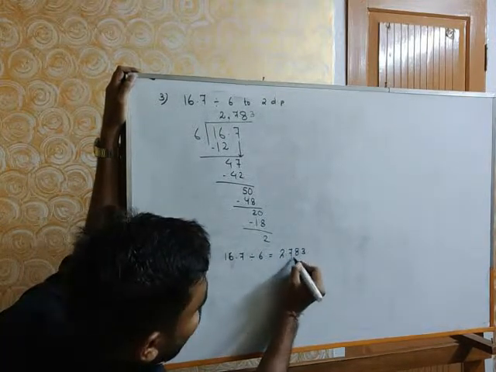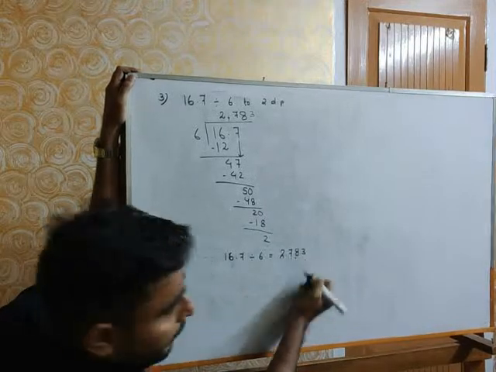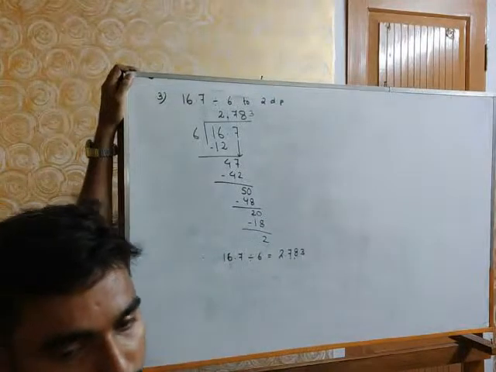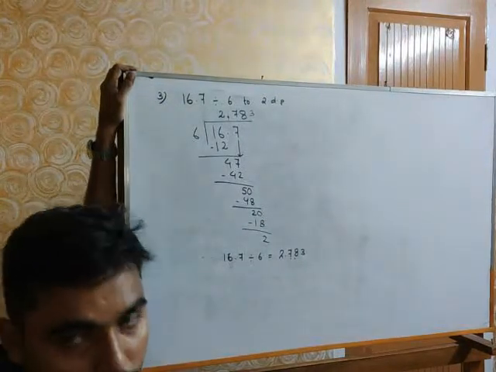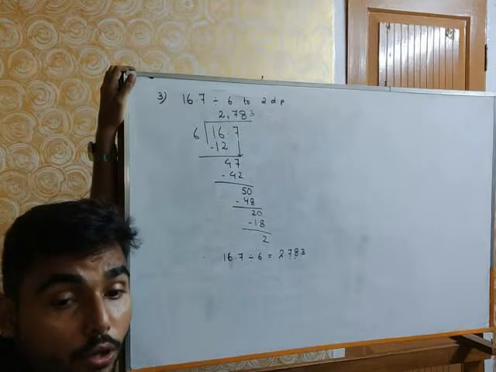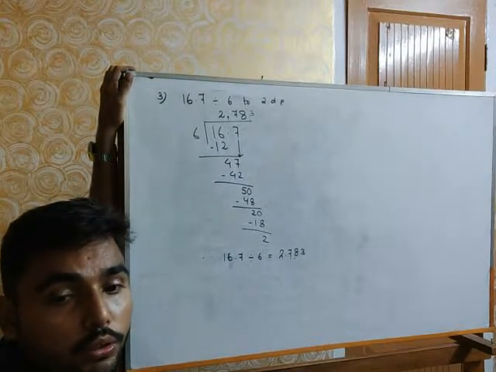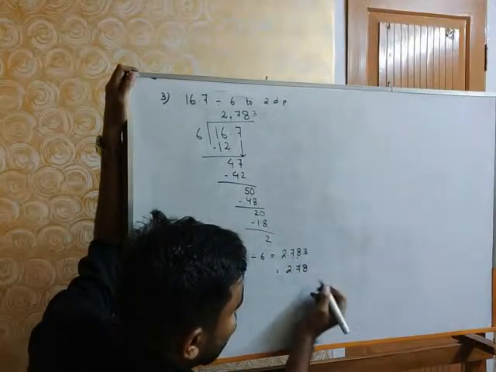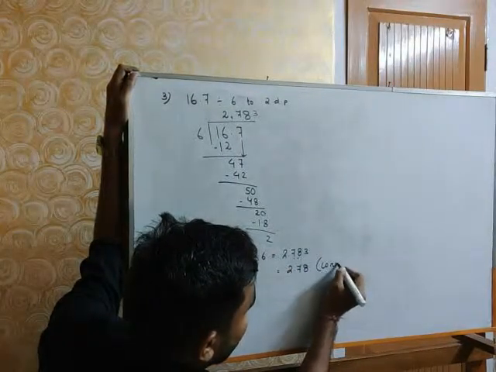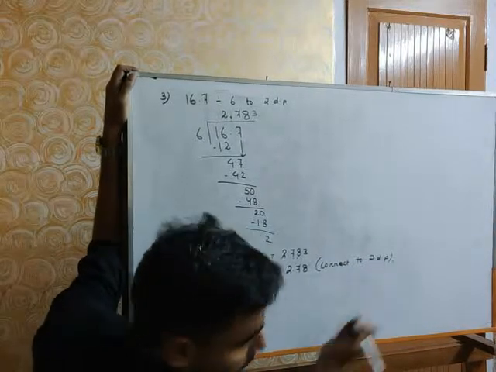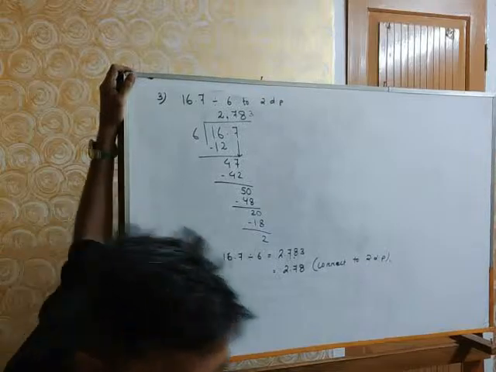2.783. Now 2 decimal places, that means 7 or 8. 8 is the second decimal place. What is next to 8? 3. Add 1 happens only if it is 5 or more than 5. It is smaller than 5, so the 8 will not change. So it will be 2.78, correct. That is 2 dp. Clear everyone? dp means decimal places.